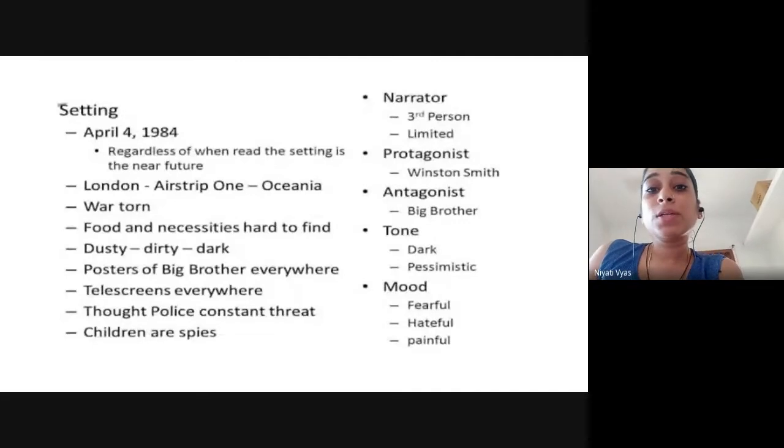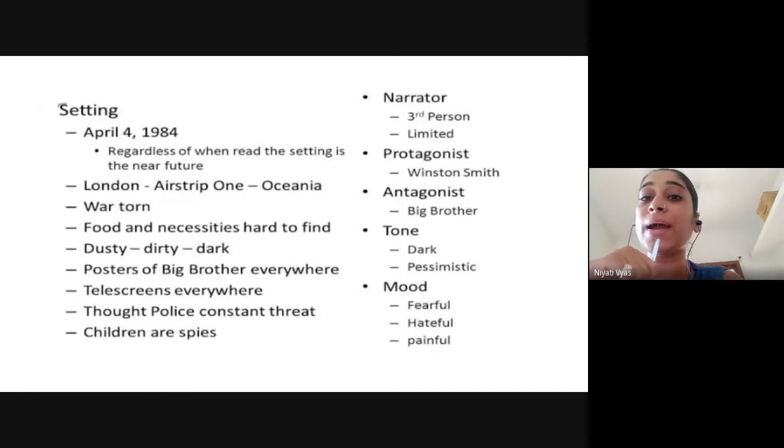The novel is set in April 4, 1984. Regardless of when read, the setting is the near future. Food and necessities are hard to find, the setting is dusty, dirty, dark, with posters of Big Brother everywhere. And telescreens are also everywhere. Thought police are a constant threat, children are spies, and the narrator is in third person and limited. Protagonist is Winston Smith, antagonist is Big Brother, and the tone of this novel is dark and pessimistic. Mood is fearful, hateful, and painful.